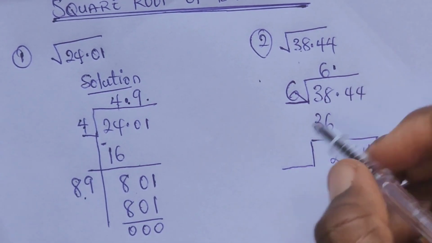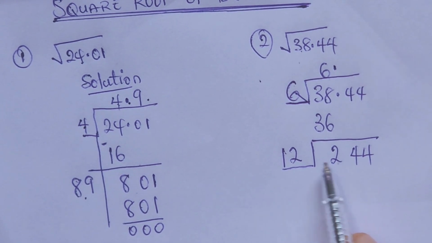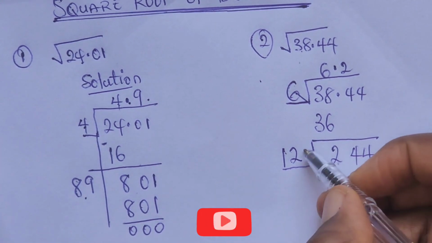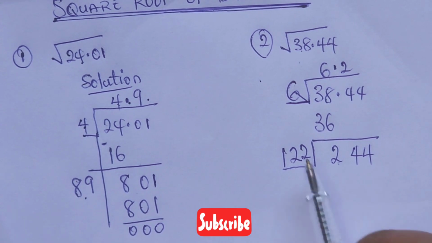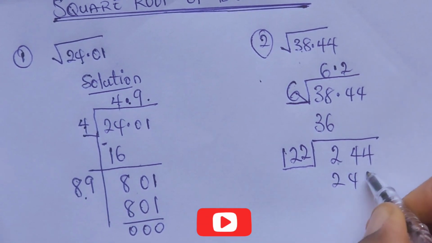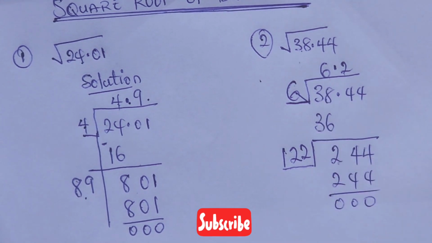Twice of 6 is 12. So 24 divided by 12, we have 2. So we have 2 here. We have 122 times 2, which is 244. So when we subtract, we have 0, 0. So the answer is 6.2.